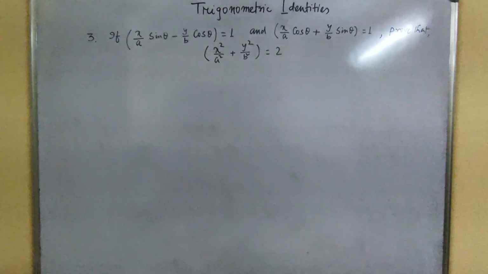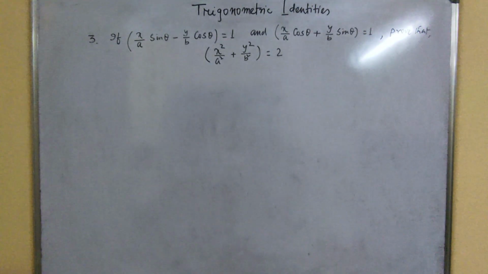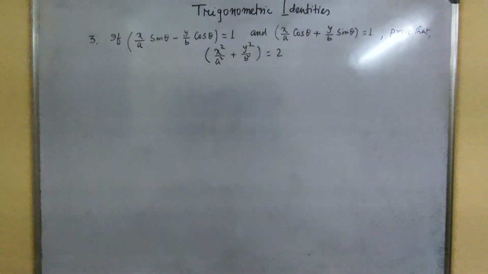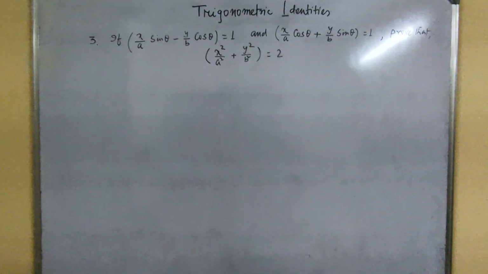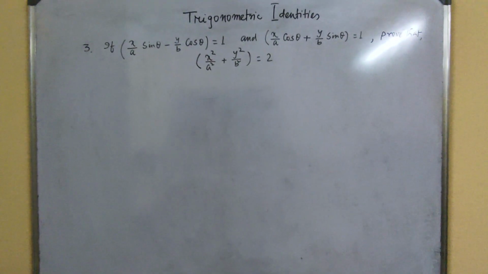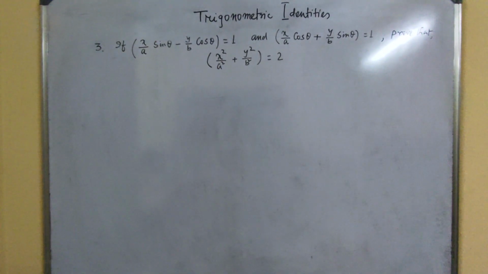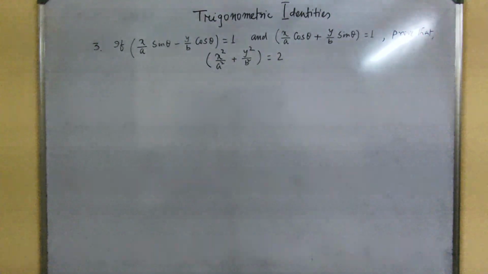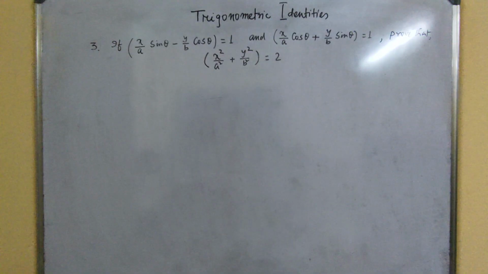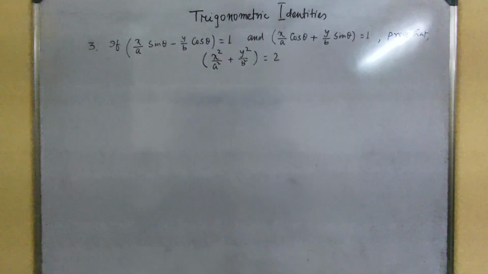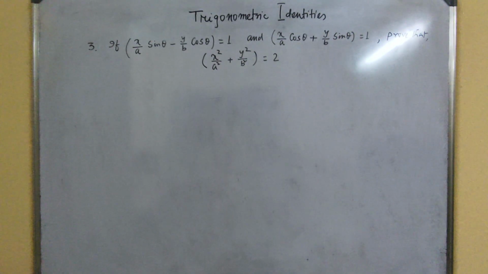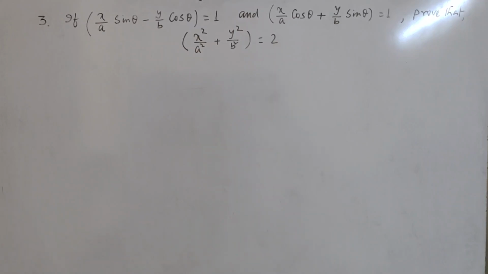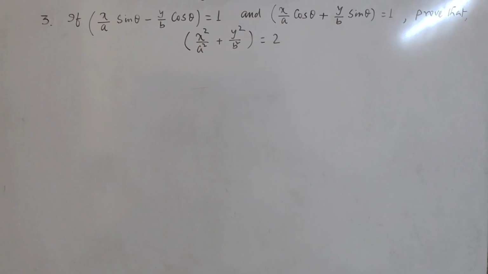Now the next sum. Here it is given that x by a sin theta minus y by b cos theta is equal to 1, and x by a cos theta plus y by b sin theta is equal to 1. Prove that x square by a square plus y square by b square is equal to 2. We have to prove this. Okay, so how can we solve it?